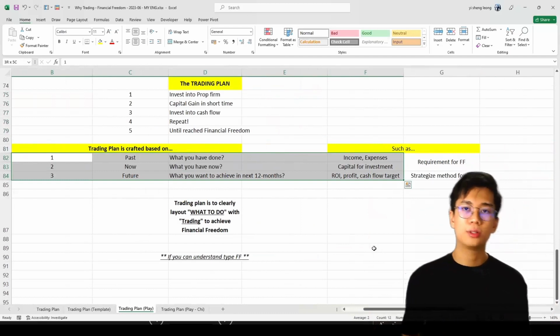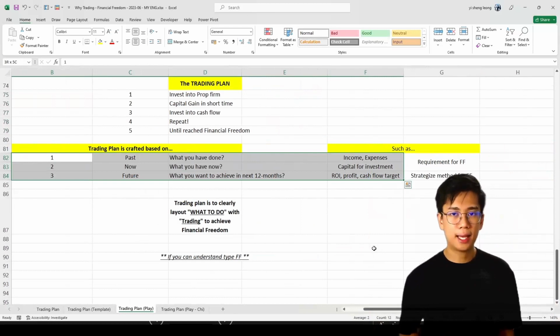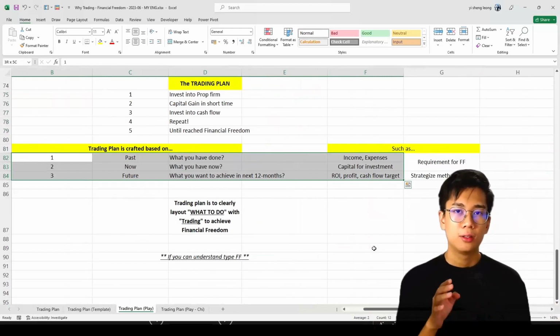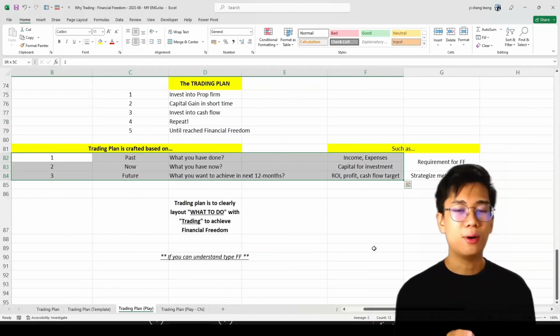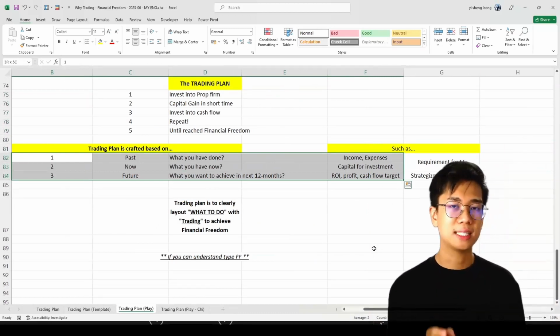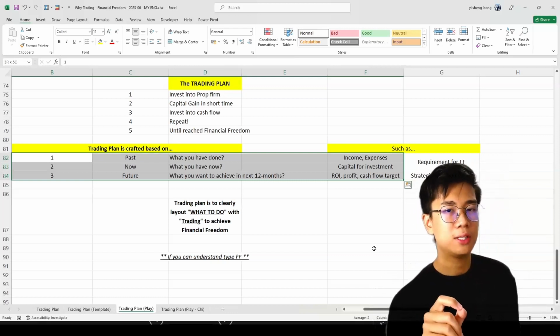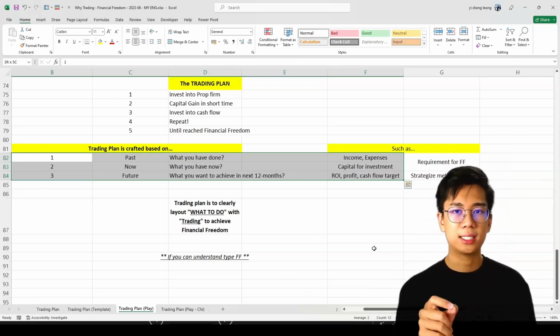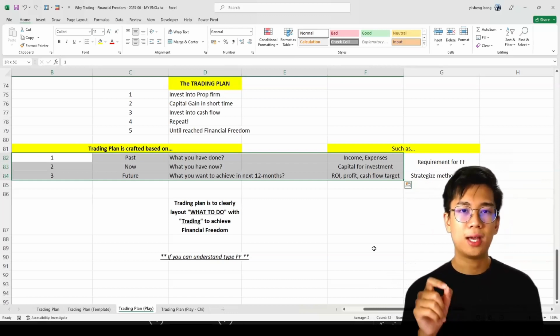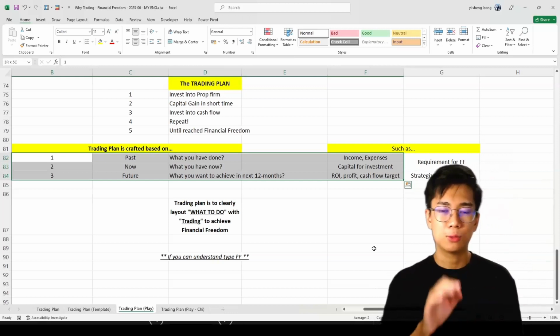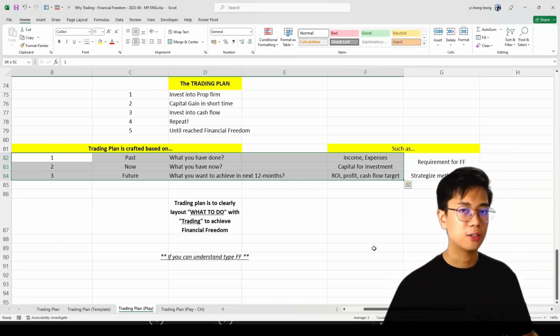All right. So essentially, a trading plan is to clearly lay out what to do with trading to achieve your financial freedom. Don't get too obsessed about the strategy, the entry, the exit, because that is just a very, very tiny part of it. Carefully think about this: even though you have a perfect entry and exit, if you don't have capital, it will not end up a good return as well. Hence, proper planning is what you should have for your financial freedom planning.